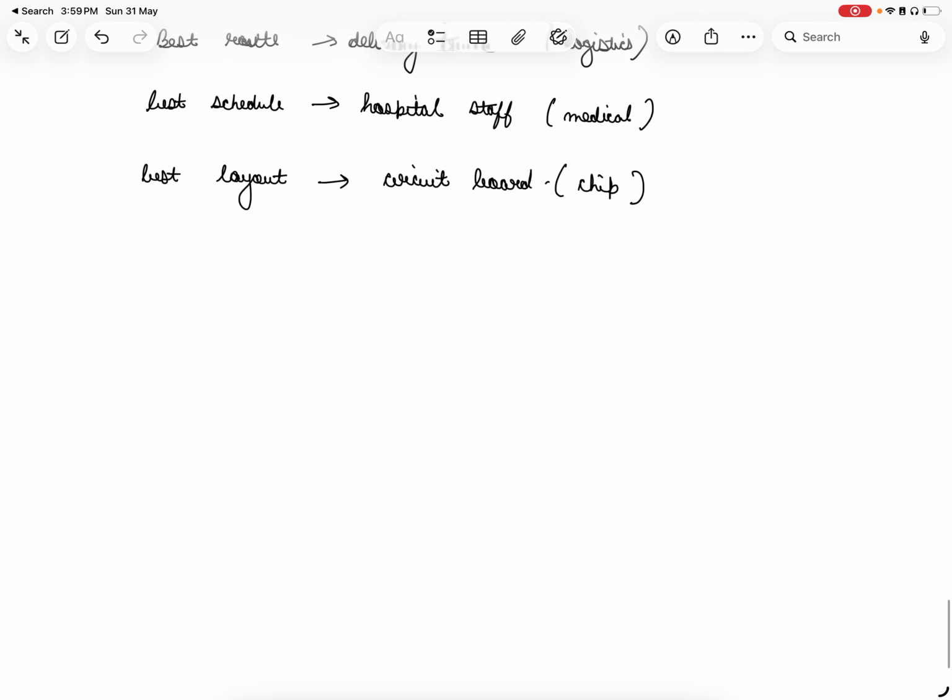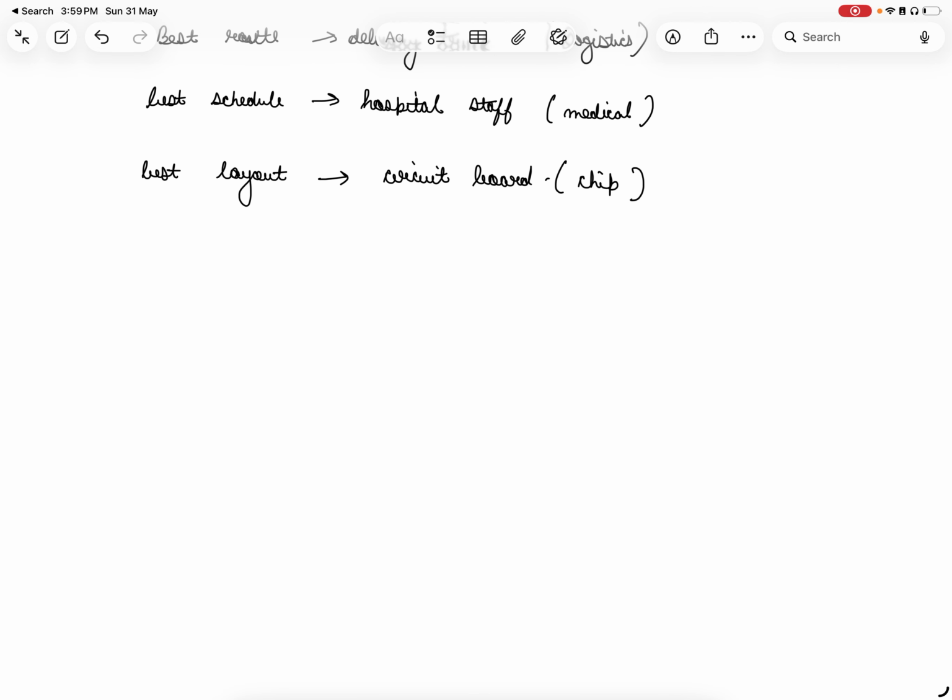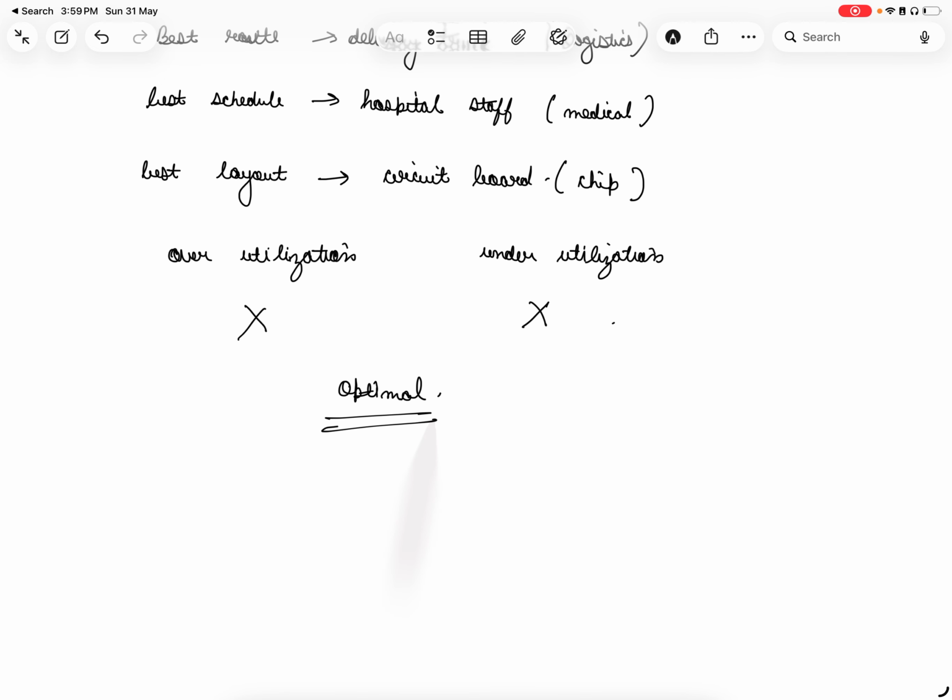This is called optimization. So there should not be over utilization, there should not be under utilization of resources. It should be optimized or optimal. It should be optimal usage.